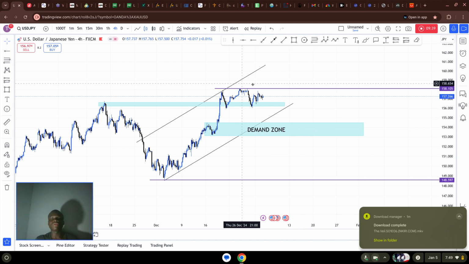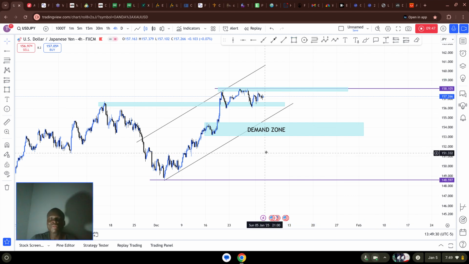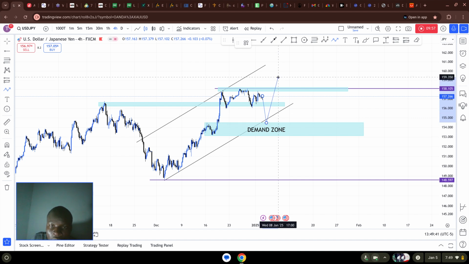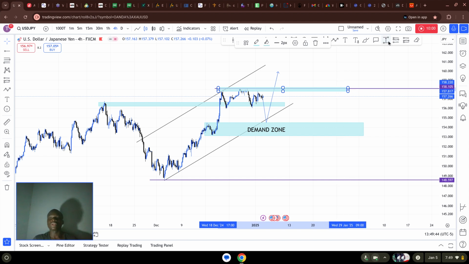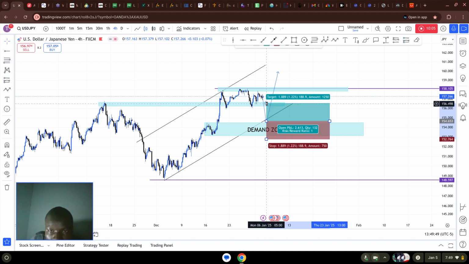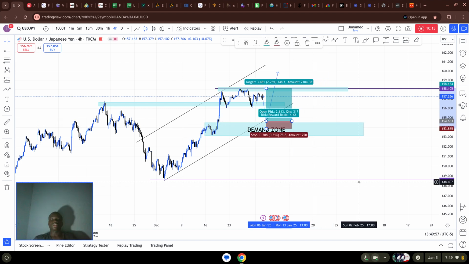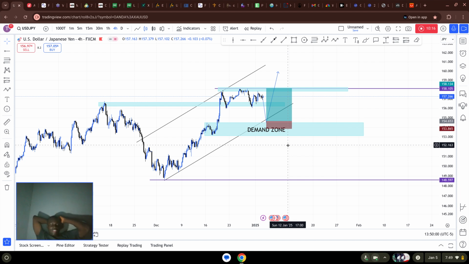So what I'm waiting for is the market to come back to this point here. Then take off. So we are going to put our entry on this point here, and we set this point as a target. Let's just see what I was anticipating.